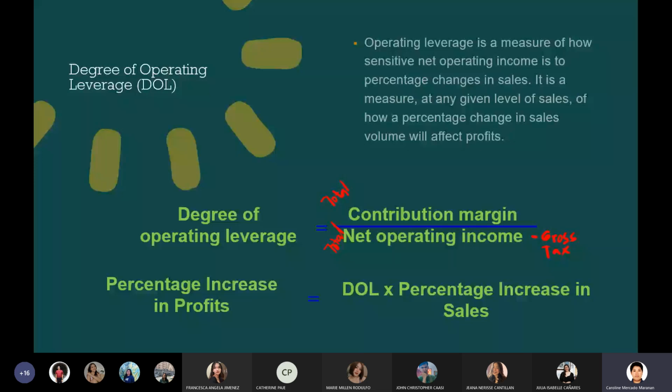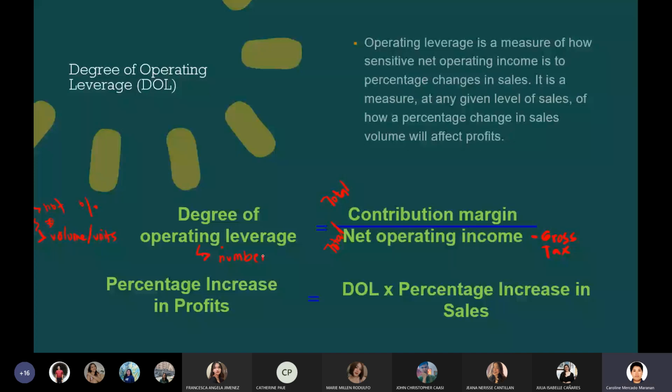Ang answer po dito ay hindi percentage. Okay? The answer is not percentage. Okay? Hindi po siya price. Hindi po siya volume or units. Ang sagot po dito ay, it will give you number of times. Okay? Ma'am, anong ibig sabihin?